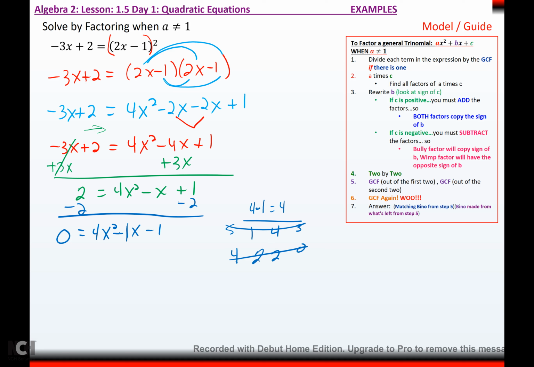If there's no way to make b at this point, until we do quadratic formula or another method, we can't factor it. So we say that this is prime. If you cannot make b, then your polynomial is prime. Sometimes you can make b, but you can't get a matching binomial. Both cases, it's prime, unless you made a mistake.